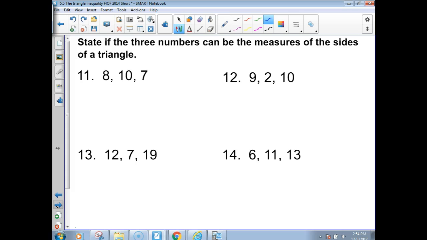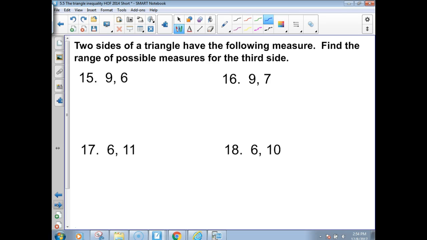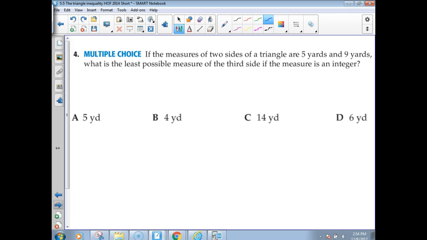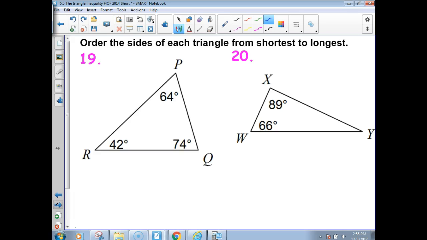All right. Now, state the three numbers. This is going to be practice for you. I am not going over all of these. So I'm going to leave these for you to work on after I finish our notes. And there's some more questions about the range. Okay, so please go to 19, which I believe is on the next page.